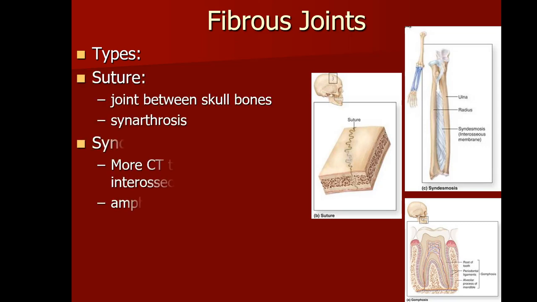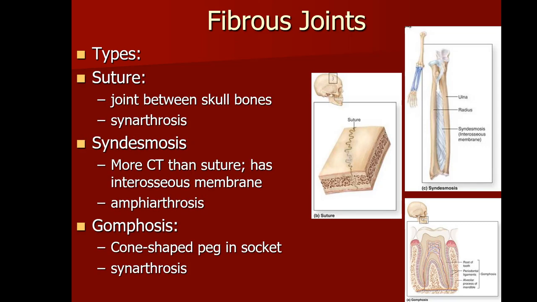Fibrous joints, there's three subtypes. There's a suture, which you're familiar with. A suture is a joint between skull bones. It's classified as a synarthrosis, meaning it's immovable. Then we have a syndesmosis, which has a little more connective tissue than a suture. These are slightly movable, so we'll call these amphiarthroses. The best examples we have are the interosseous membranes between the radius and ulna, or the tibia and fibula.